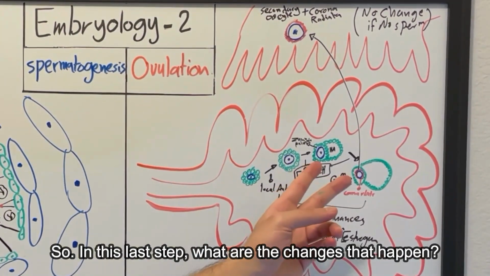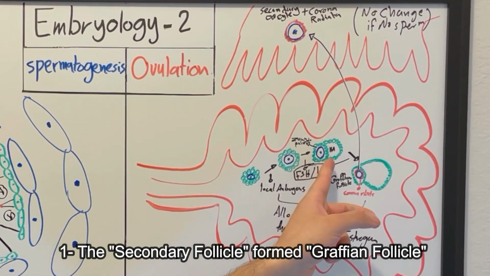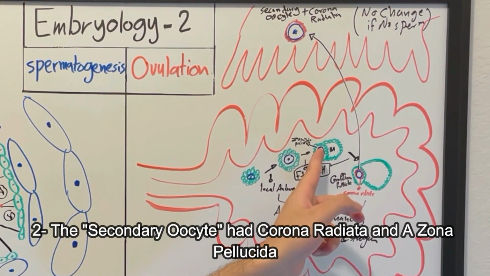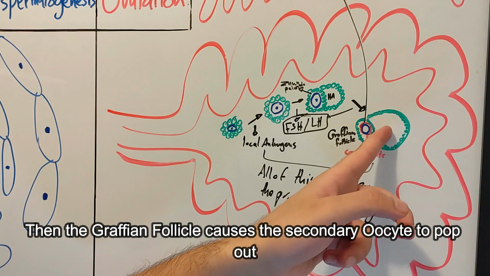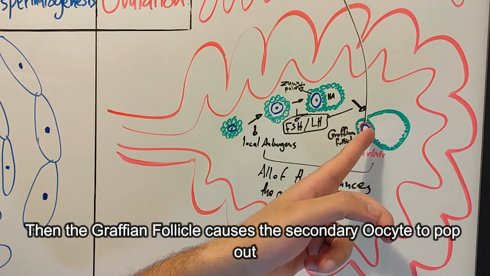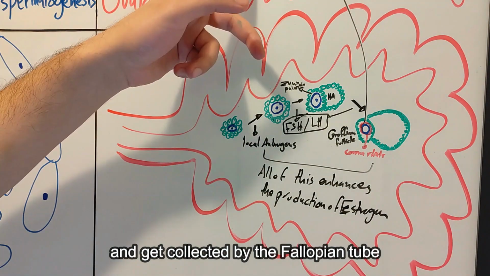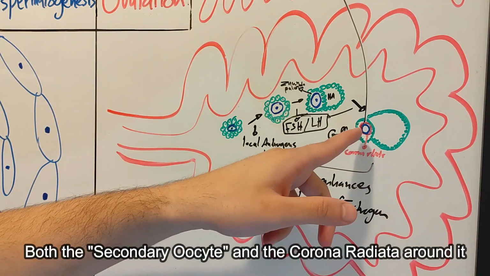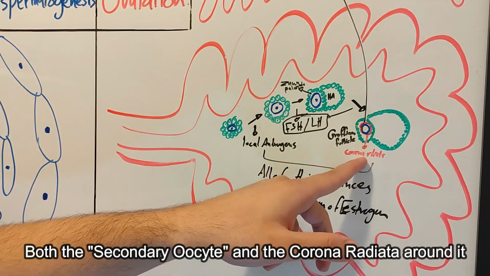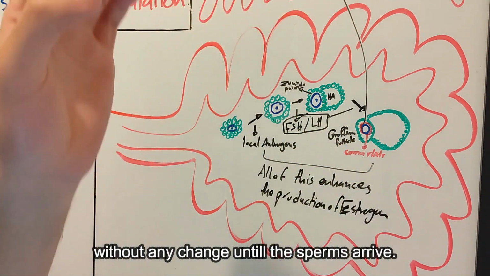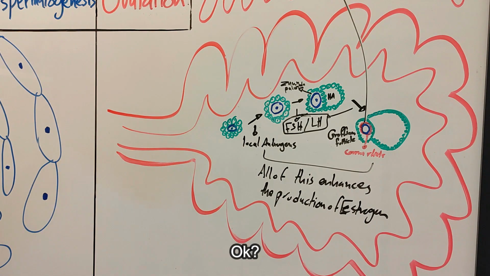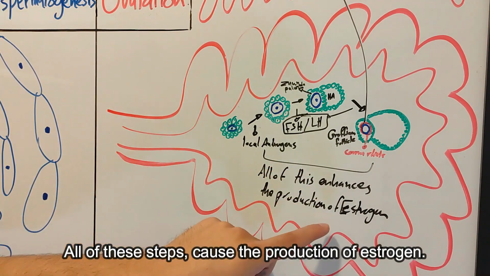So in this last step, what are the changes that happen? The secondary follicle formed the Graafian follicle. The secondary oocyte has the corona radiata and the zona pellucida. Then the Graafian follicle causes the secondary oocyte to pop out and get collected by the fallopian tube. Both the secondary oocyte and the corona radiata around it go to the fallopian tube and stay there without any change until the sperms arrive. Okay, all these steps cause the production of estrogen.